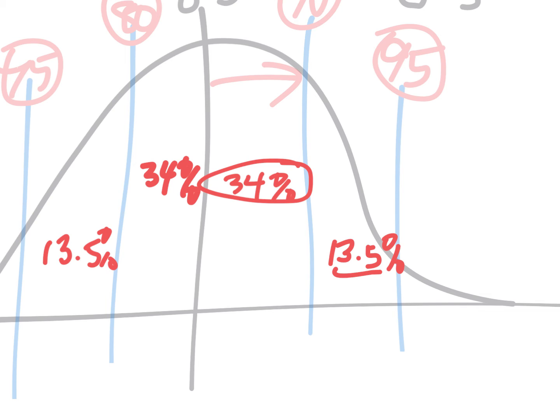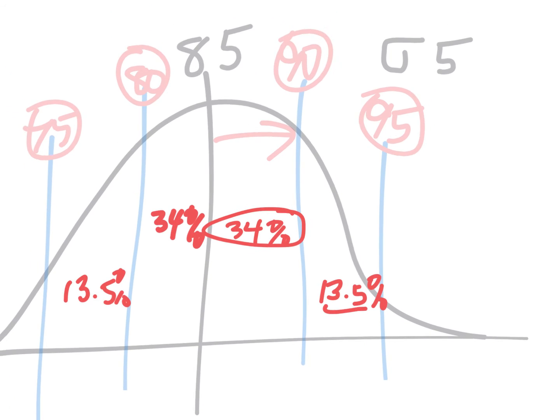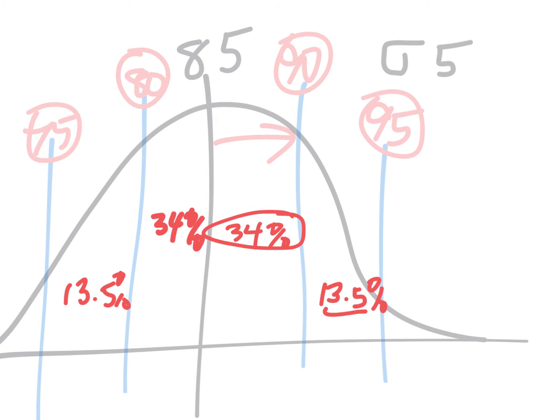All right, so what if I said, what percent of people are between 80 and 90? What percent of people are between 80 and 90? Yes, sir. 68%. Yep, 68%.